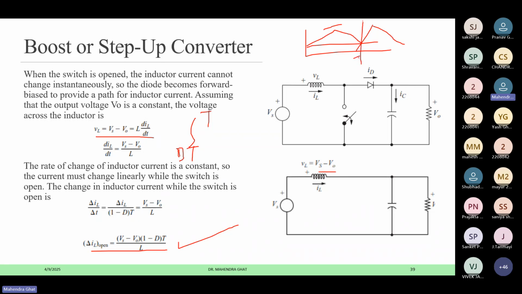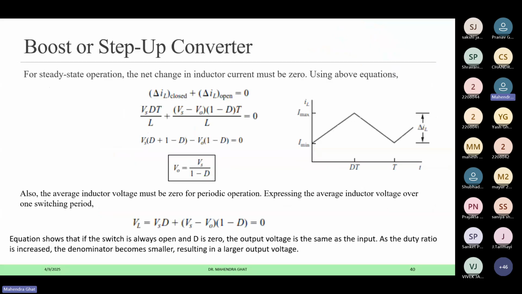So after T, you are reaching the initial position, which was the I minimum value. So the same position you are reaching after the T. So that thing we can apply: delta IL close plus delta IL open equals 0.